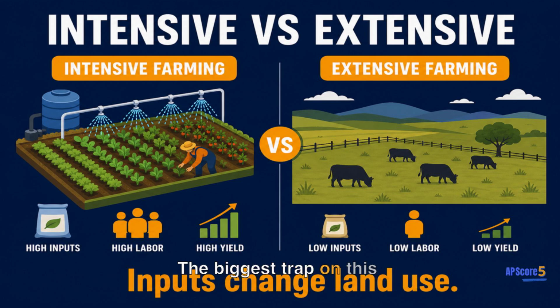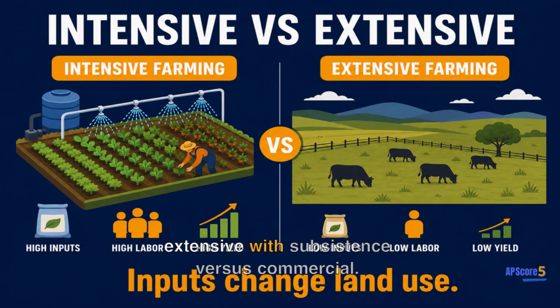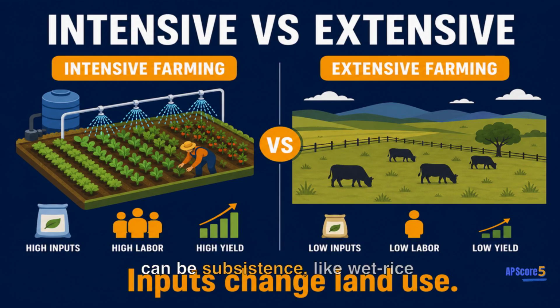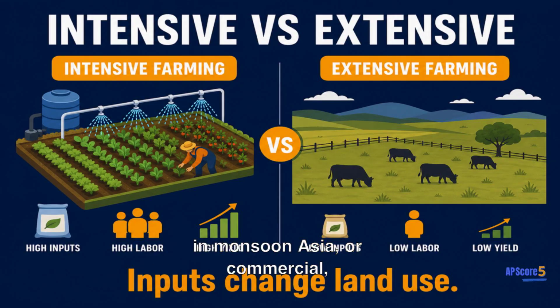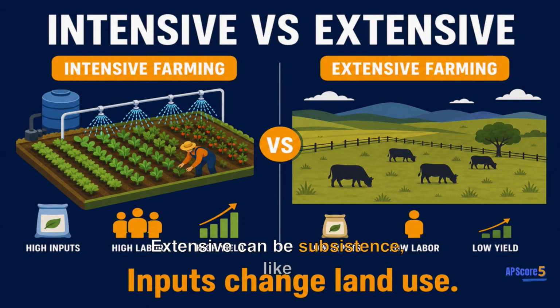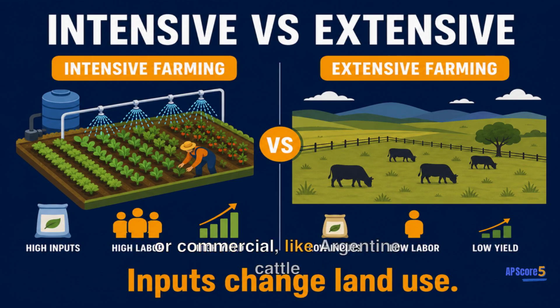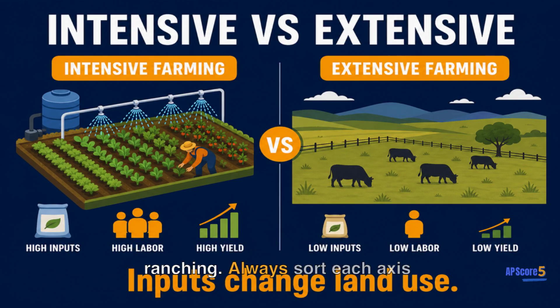The biggest trap on this topic is confusing intensive versus extensive with subsistence versus commercial. They are independent dimensions. Intensive can be subsistence, like wet rice in monsoon Asia, or commercial, like a California strawberry farm. Extensive can be subsistence, like nomadic herding in arid zones, or commercial, like Argentine cattle ranching. Always sort each axis separately and label both when the prompt asks.